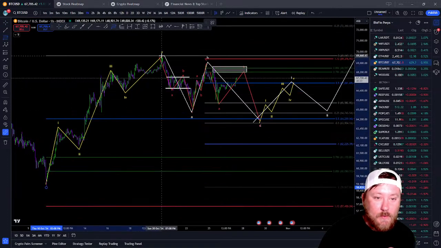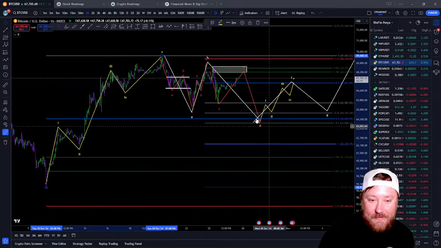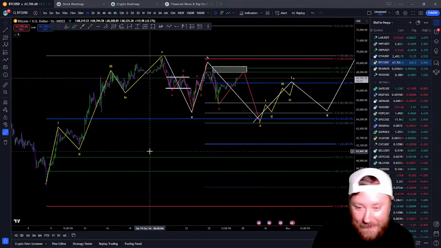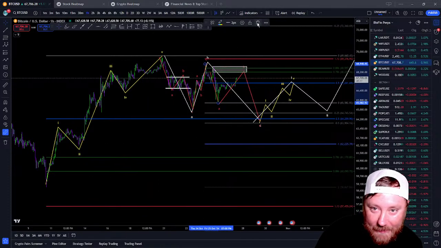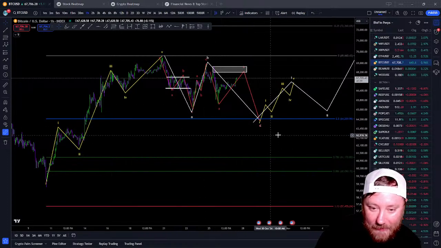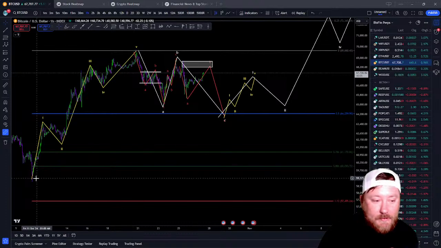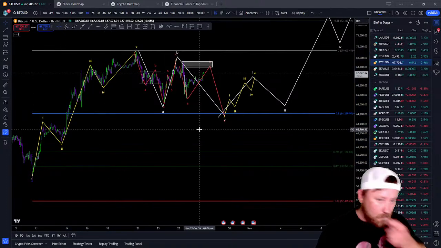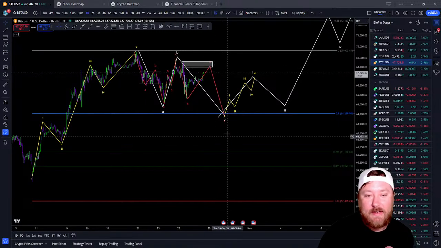So if this is one single wave and this is a correction, this would get us to about the 50% retracement. Look at that. Wait, that's not it. Get rid of that. Okay, there we go. Yeah, 50% retracement. Beautiful. So, yeah, that's what I'm looking for on Bitcoin, is another move down.